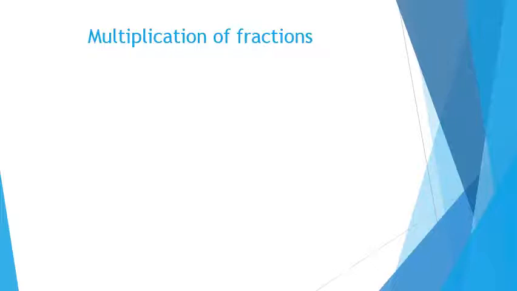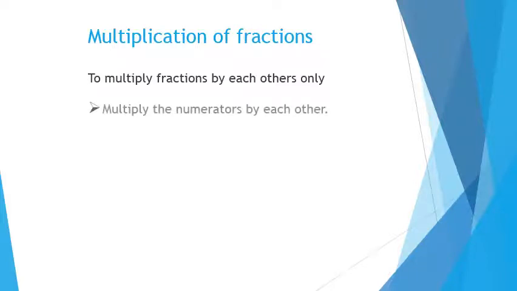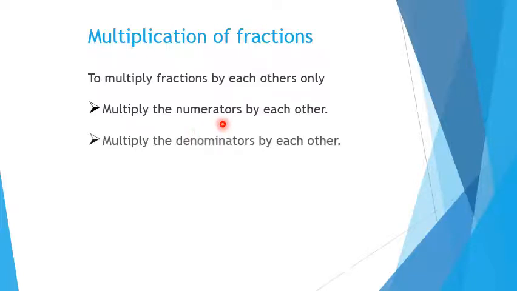Now, we saw before how to add or subtract fractions. Now, we will see how to multiply fractions by each other. It's even easier than addition and subtraction. Simply, to multiply fractions by each other, we have to multiply the numerators by each other and then multiply the denominators by each other. It's so simple.